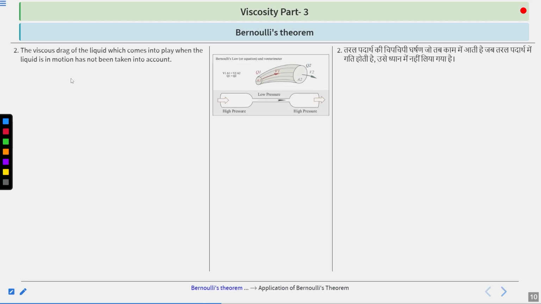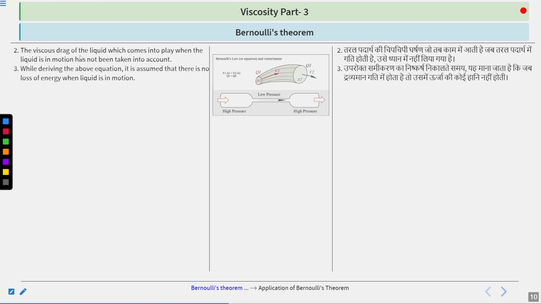The viscous drag of the liquid, which comes into play when the liquid is in motion, has not been taken into account. In the ideal fluid, we say that the viscous drag, the backward dragging force, is negligible. So that's why the viscous drag that happens in the liquid, we do not take into account while we say the liquid is in flow.